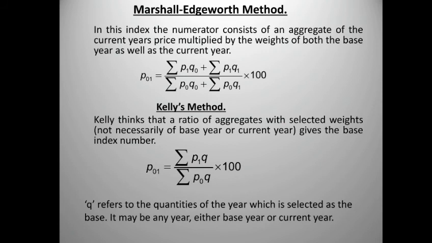Marshall-Edgeworth method. In this index, the numerator consists of an aggregate of the current year price multiplied by the weight of both the base year as well as the current year, where P01 is equal to sigma P1 Q0 plus sigma P1 Q1 divided by sigma P0 Q0 plus sigma P0 Q1 into 100. Kelly's method. Kelly thinks that a ratio of aggregates with selected weights gives the base index numbers, where P01 is equal to sigma P1 Q divided by sigma P0 Q into 100. Q refers to the quantities of the year which is selected as the base. It may be any year, either base year or current year.